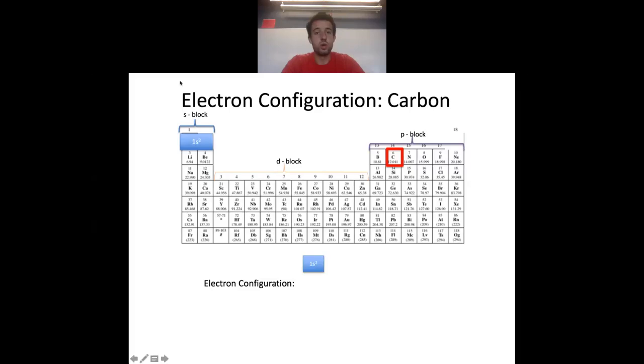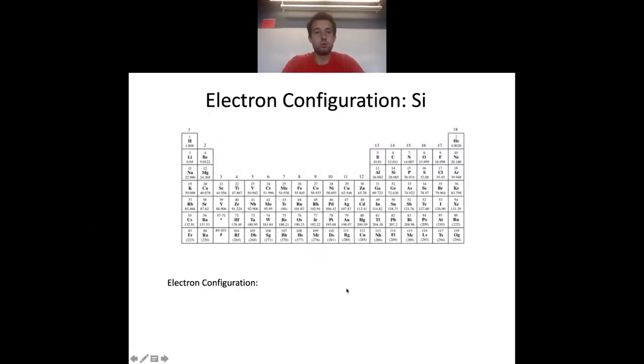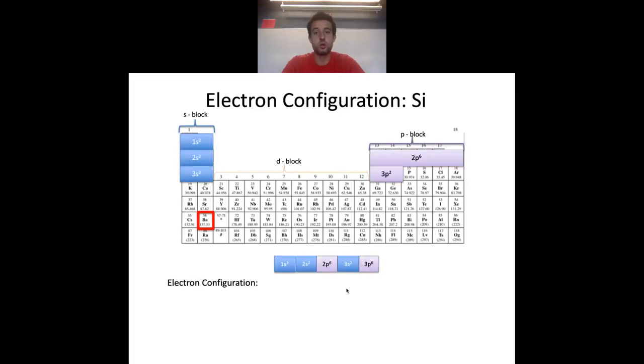So we're going to start with 1s2. Then 2s2, just going right to left every time. And then we end with 2p2. So that's our electron configuration. For silicon, same thing, rearrange. And then it is 1s2, 2s2, 2p6, 3s2, and 3p2. That's kind of our final answer.